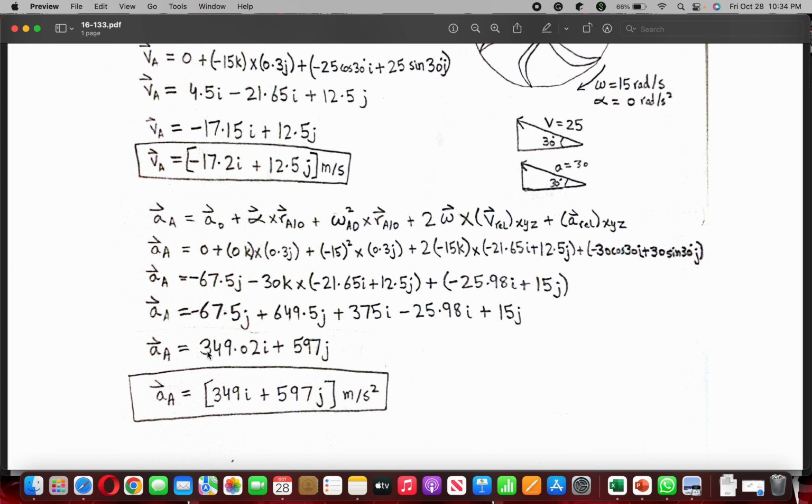We then further simplify it into 349.02i plus 597j. Taking only the first three significant numbers, we get 349i plus 597j meters per second squared, which is the acceleration at A of the water particle, and this is the velocity at A of the water particle.